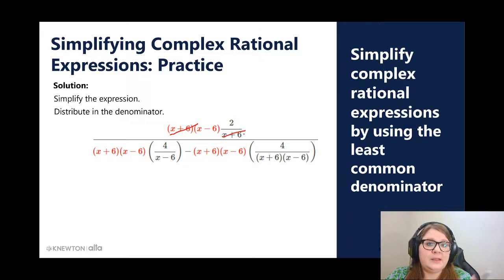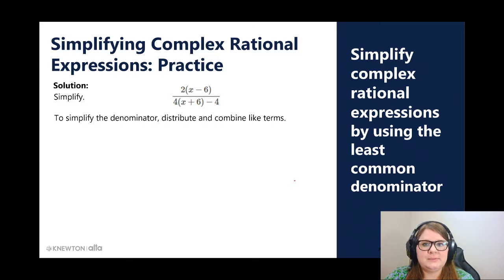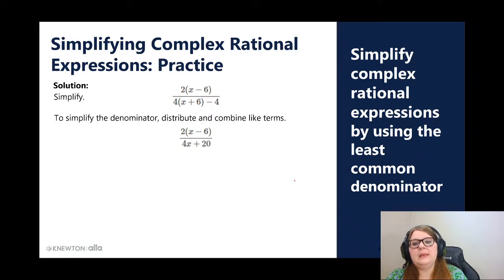And when I've distributed to the other two fractions in the denominator, you'll notice x minus 6 cancels here, and x plus 6 and x minus 6 both cancel here. So simplify anything that you can. That's going to make it 2 times x minus 6 over 4 times x plus 6 minus 4. So we do distribute in the denominator by multiplying the 4 through, and then we also combine the like terms in the denominator. So it's 4x plus 24 minus 4, which is 4x plus 20.